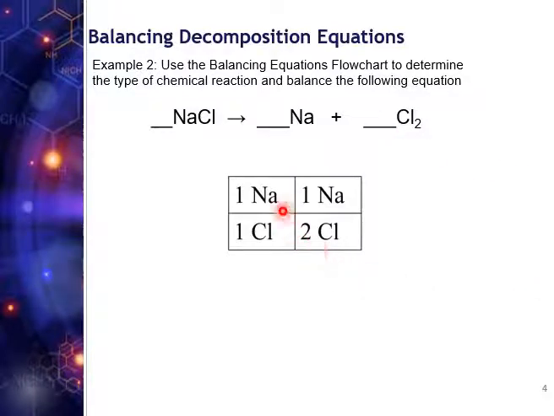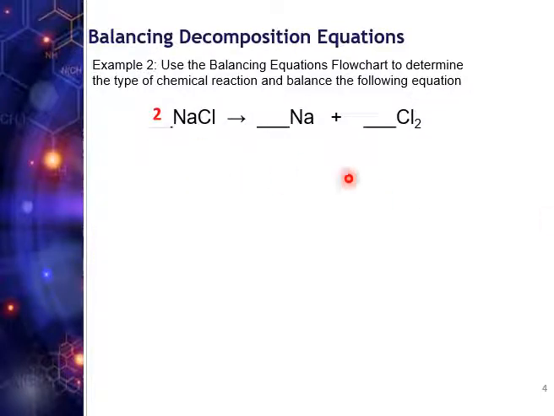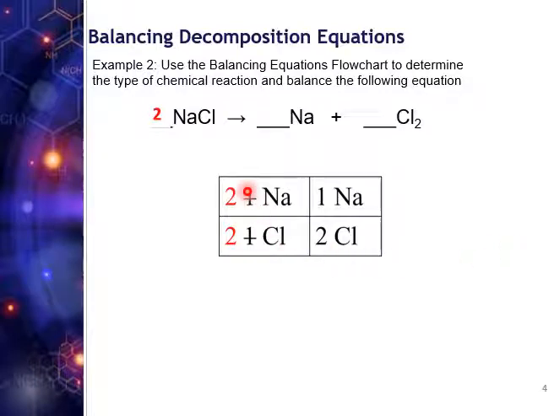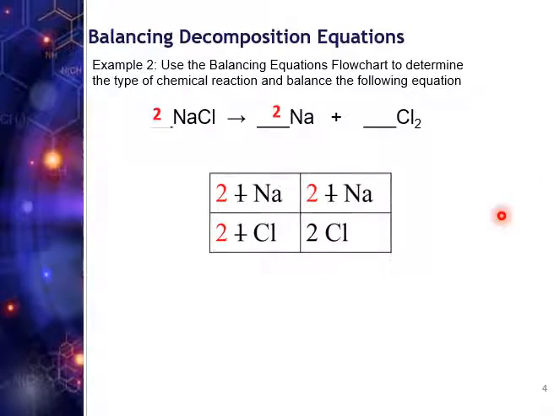We have 1 sodium and 1 chlorine on the left, 1 sodium and 2 chlorines on the right. Let's start by balancing the chlorine. We place a 2 in front of the sodium chloride, and now we have 2 sodiums and 2 chlorines on the right, but we have to fix our sodium on the left. We multiply sodium by 2. The final answer is you have 2 sodiums on both sides of the equation and 2 chlorines on both sides of the equation. The balanced equation is 2NaCl yields 2Na plus Cl2.